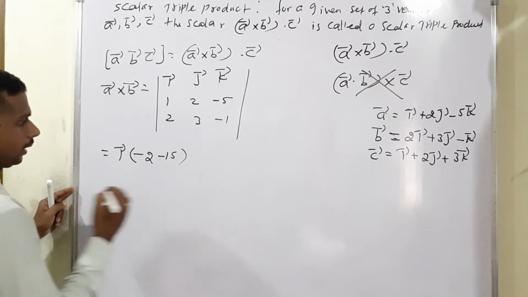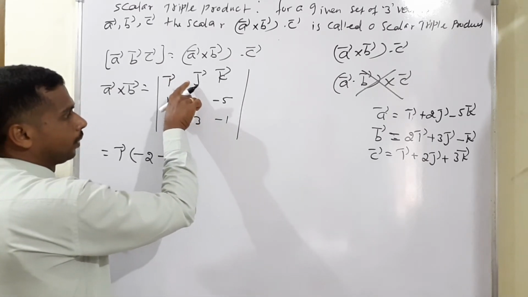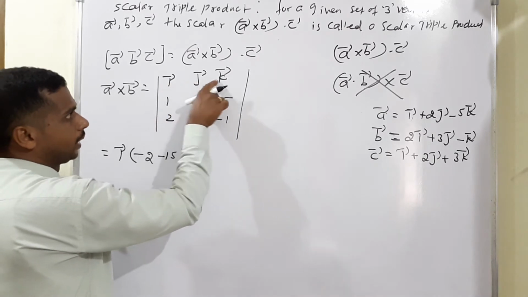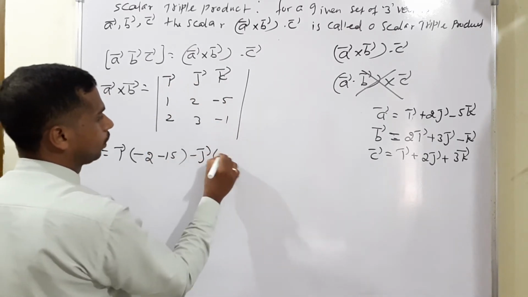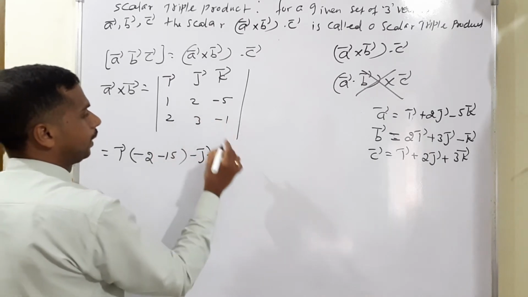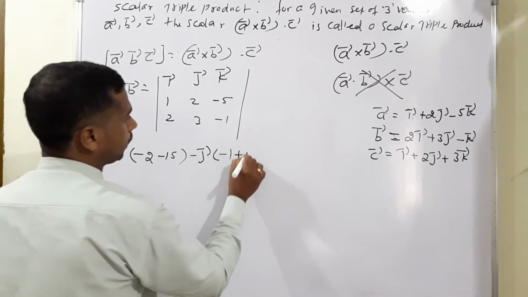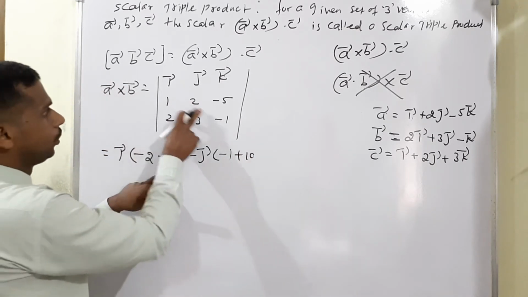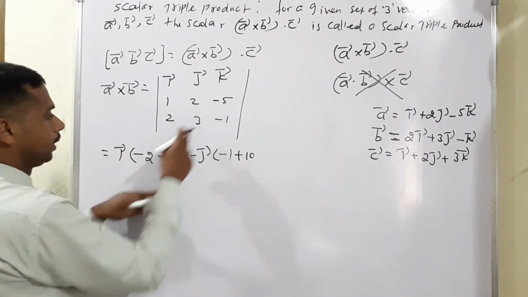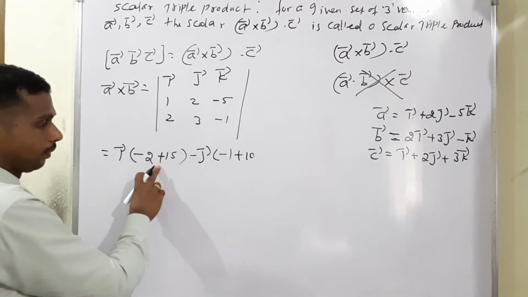minus 15. Next, according to the determinant form, the cross matrix sign pattern is plus minus plus, isn't it? So therefore minus j vector: 1 into minus 1, minus 1, 2 into minus 5 means minus 10. We have the common minus, so that means plus 10. But look here, my dear students: 2 into minus 1 means minus 2, 3 into minus 5 gives plus 15, because in the cross product the common minus will be added.